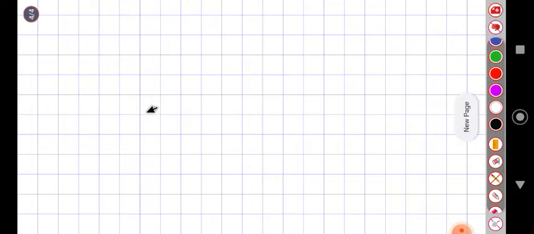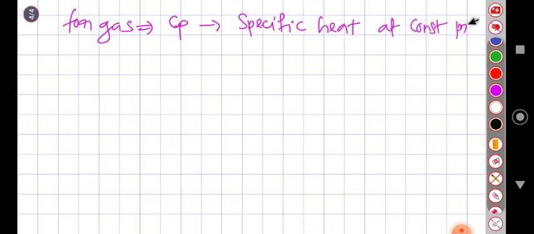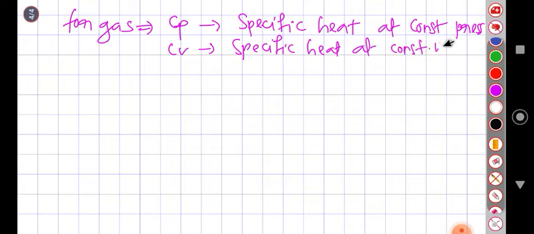Now for gas, the Cp for gas, that is specific heat at constant pressure, and the Cv is specific heat at constant volume, right? This is for the gas, okay? You understood this? See, we have already seen this thing, the Cv means constant volume, right?